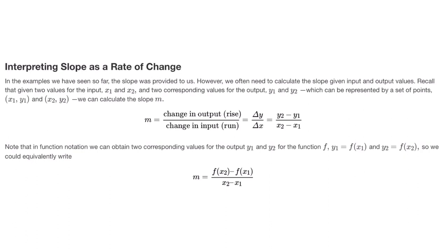Our interpreting slope says rate of change. In the examples we've seen so far, the slope was provided to us. However, we often need to calculate the slope for given input and output values. Recall that given two input values, x1 and x2, and the two corresponding output values, y1 and y2, which can be represented as a set of ordered pairs, the slope is the rise over the run. So the change in y over the change in x. Again, slope, which is m, is our rise over our run. The rise is our change in y. The run is our change in x.